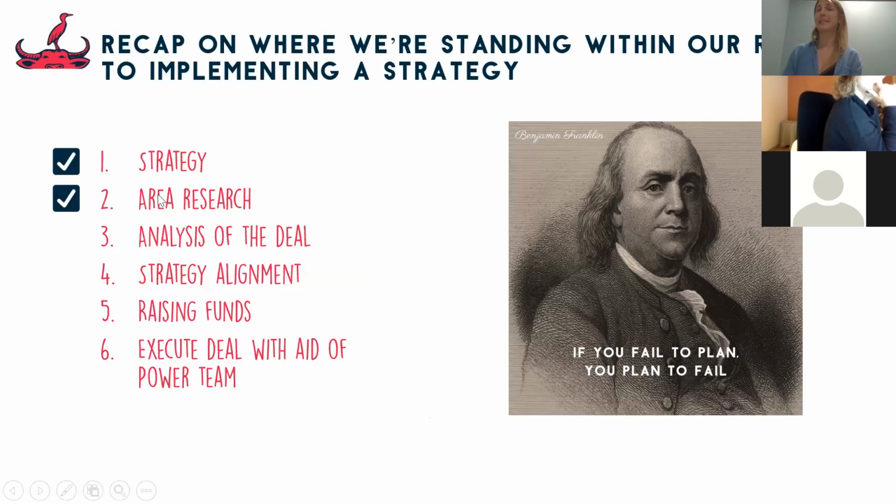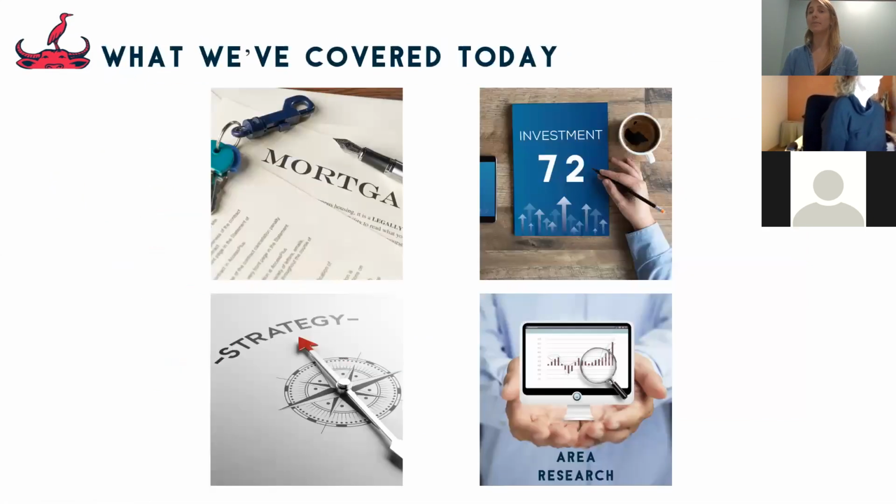So guys, I'm going to recap. Basically, during today's session, we talked about strategy, and we now have a view on what we want our initial strategy to be, whether it's for income or capital growth. And we now know how to conduct an area research, okay? In the next couple of sessions, we'll be talking about fully analyzing the deals, making sure that it aligns with our strategy, raising funds, and executing the deal. So we have covered today mortgages, the rule of 72, investment strategies, and area research, okay? Any questions that you might have?